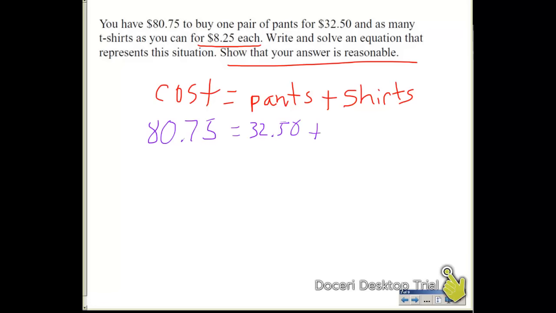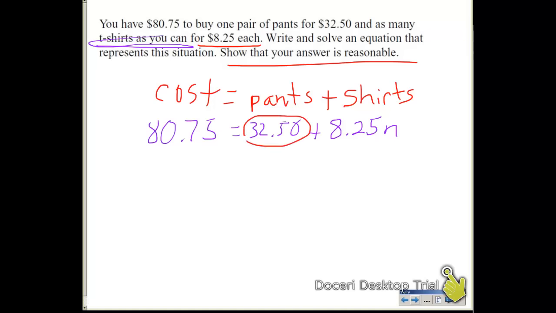And my shirts, now I did not define a variable for shirts, but the question is to write, or we want to find out how many shirts we can buy. So I'm going to let N stand for the number of shirts I can buy. And I know that each one costs $8.25, so the cost for the shirts will be $8.25 times N, which is my number of shirts. All I gotta do is solve this now.